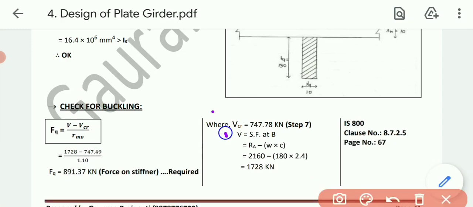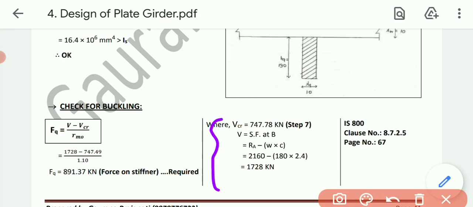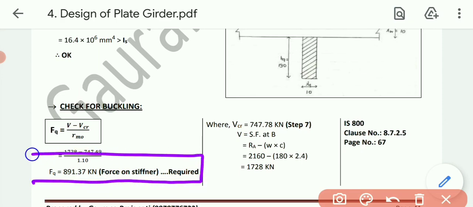So V stands for RA minus W into C. RA 2160, W 180 kilonewton per meter, and 2.4 meter center to center spacing between the stiffeners. So I will get the answer 1728 kilonewton. That's the answer for V. Now let's put this value in the formula. V 1728, VCR 747.49, divided by gamma M0 1.10. By simplifying, I will get the answer 891.37 kilonewton.